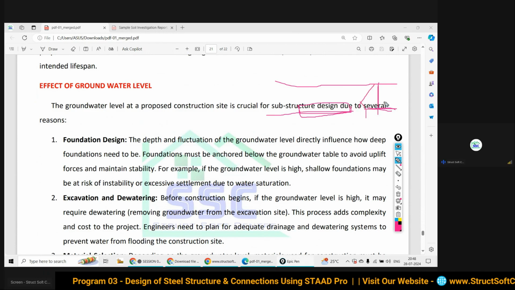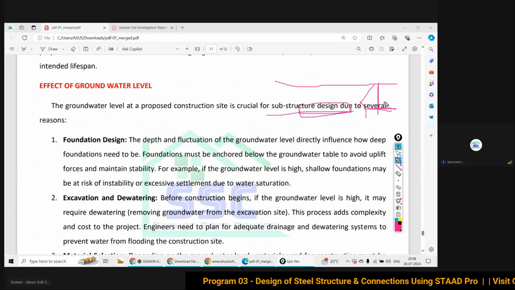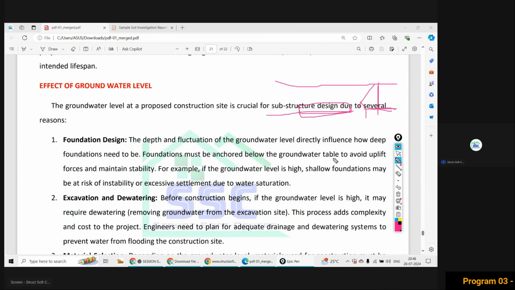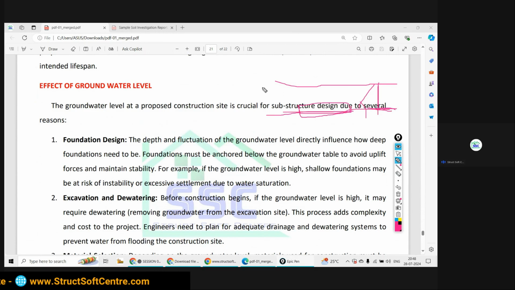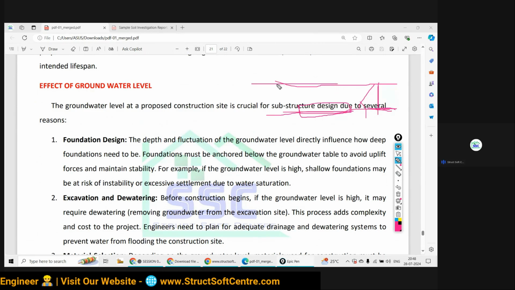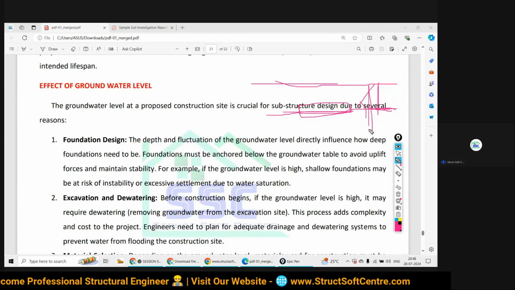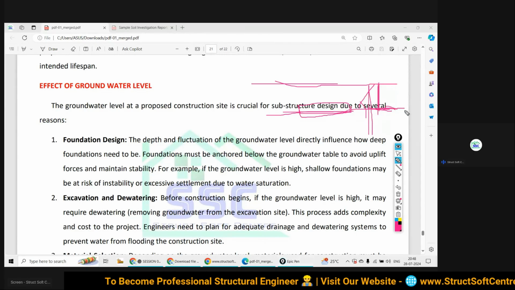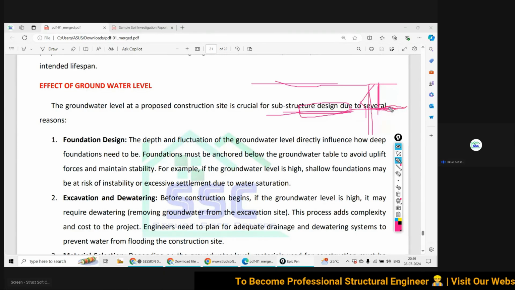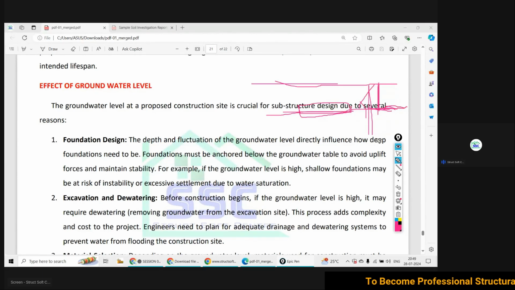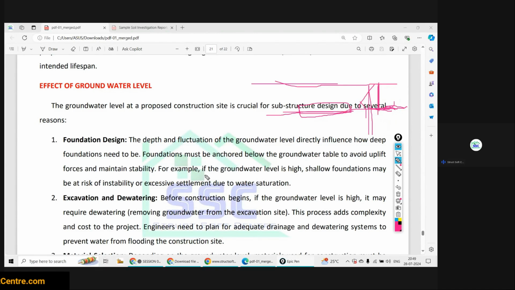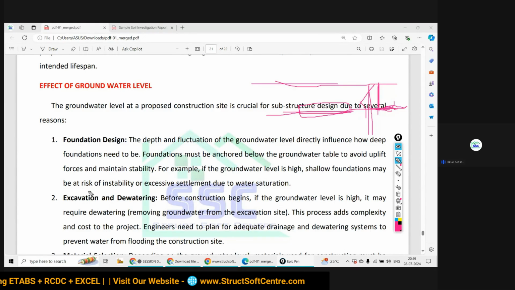That is increasing the cost of the substructure. Okay, foundation must be anchored below the groundwater table. So if the water table is near the ground surface, geotechnical engineers suggest taking the foundation depth to a greater level below the groundwater level. They recommend taking the foundation to a greater depth so that it is not going to impact your foundation.